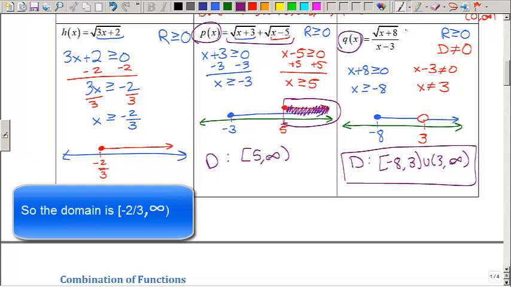That concludes our discussion on finding domain from an equation. In the next video, we'll be talking about combinations of functions.